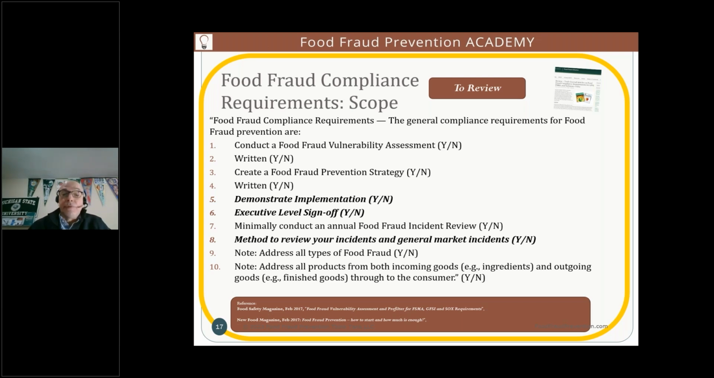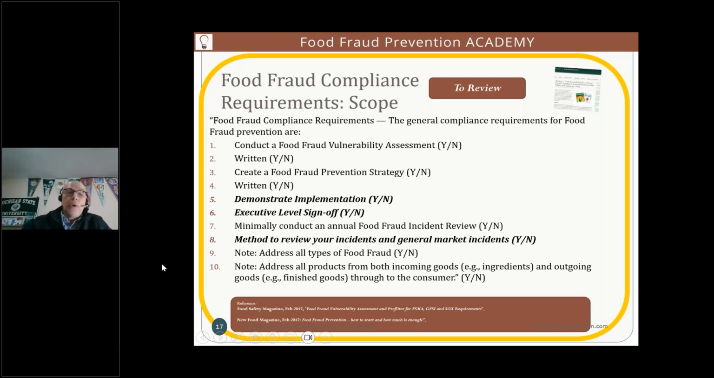Number 8, review. Do you have a method to review your incidents or general market incidents? If something comes up that is food fraud or suspicious of food fraud, do you have a process, a set of steps to go through and review it? You probably don't. A lot of people don't. What we see is that when the next incident does occur, document your own process, because then you'll have something to use again for process improvement. And then just to confirm, do you cover all types of fraud? A lot of companies don't cover stolen goods or counterfeits or things like that, which are a problem and are required by GFSI.